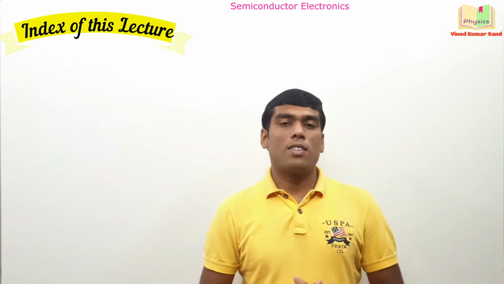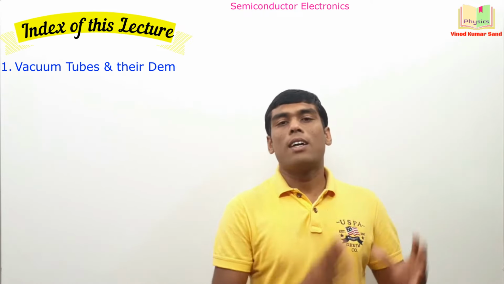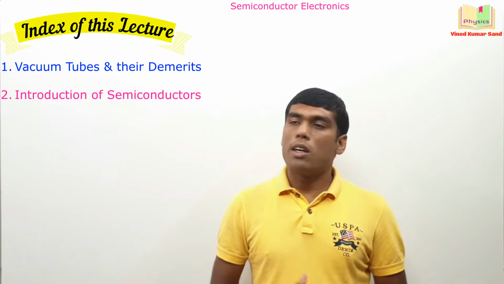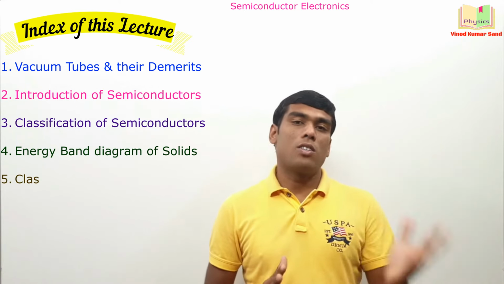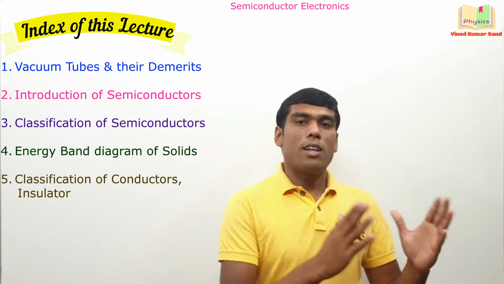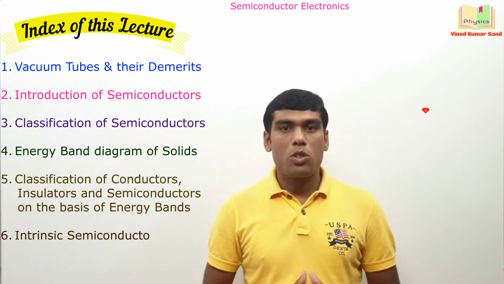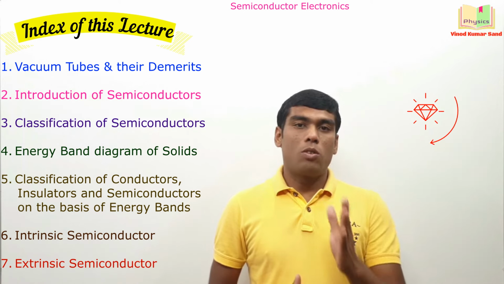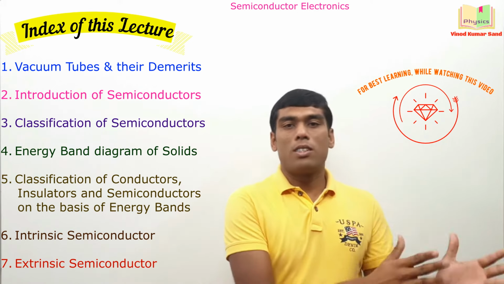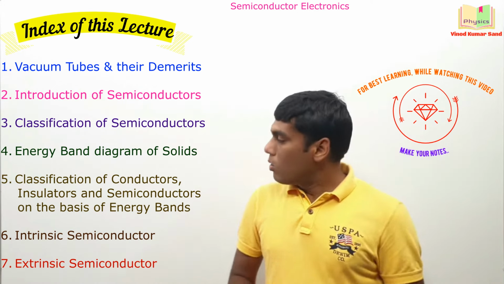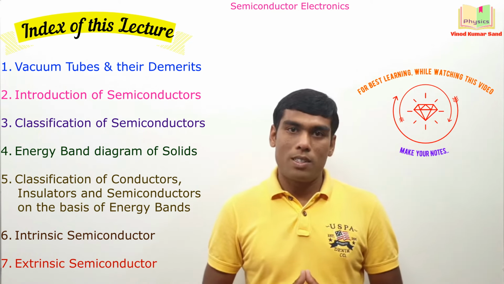Here is the index of the lecture. First of all, we will talk about the vacuum tubes and their demerits. Then we'll go to the introduction of the semiconductors. After that, we'll classify the semiconductors in two categories, the elemental semiconductor and the compound semiconductor. Then we'll go through the energy band diagrams. And based on the energy band diagrams, we'll classify the materials in three categories: the conductors, insulators and semiconductors. Then we will go through the intrinsic semiconductors as well as the extrinsic semiconductors.